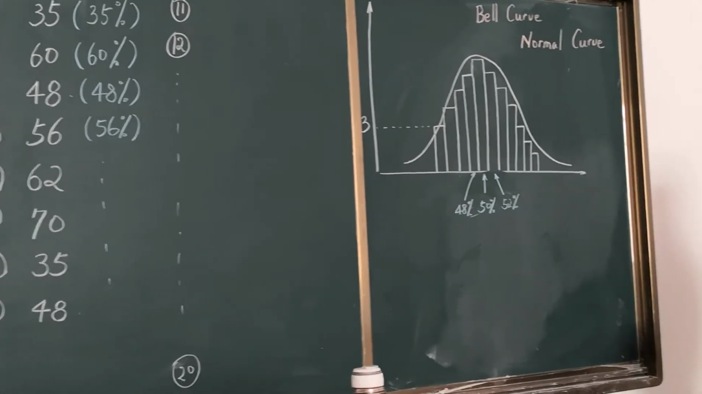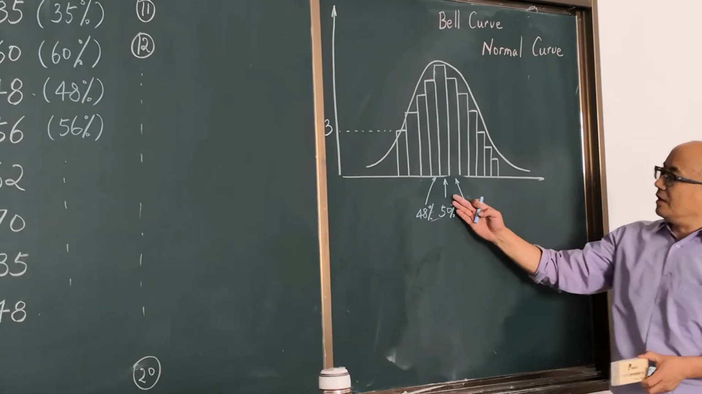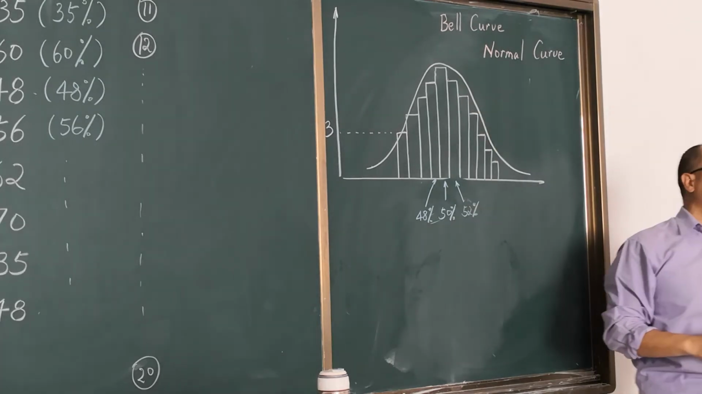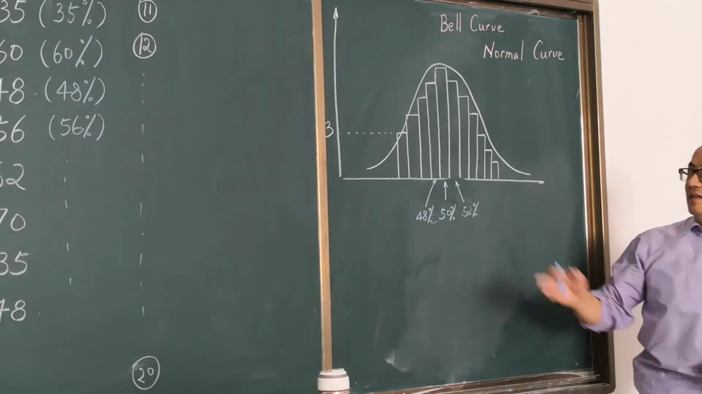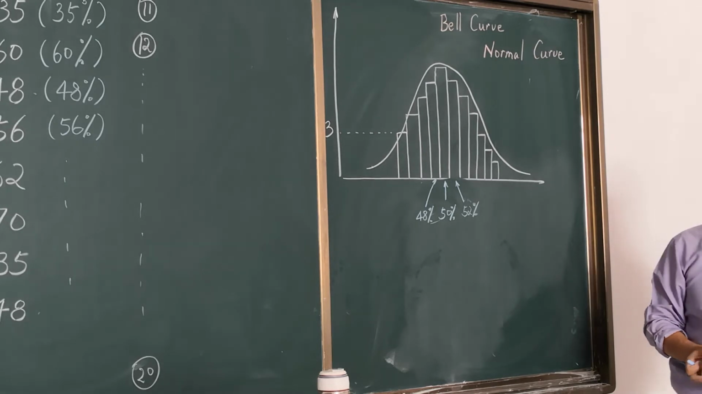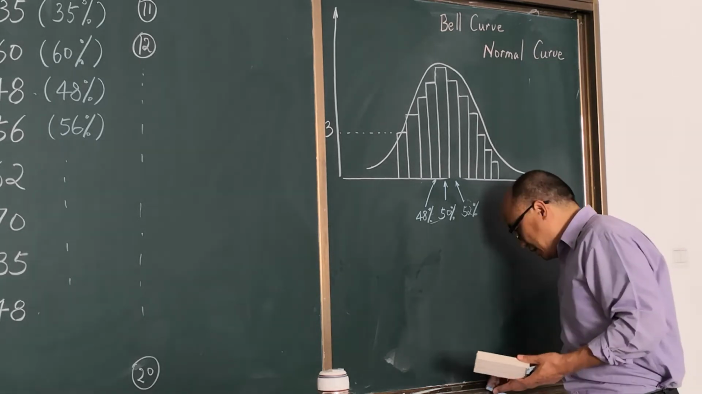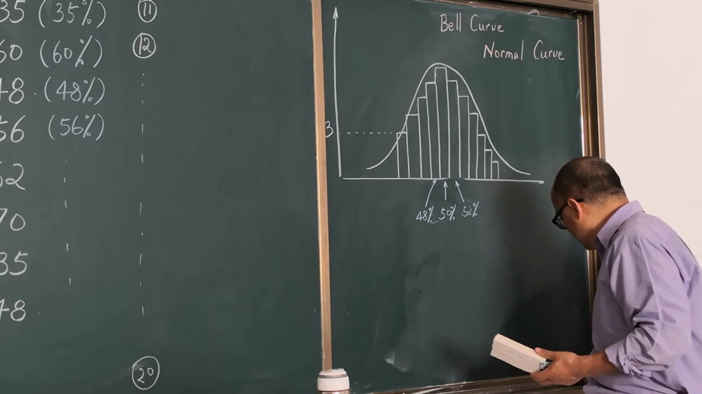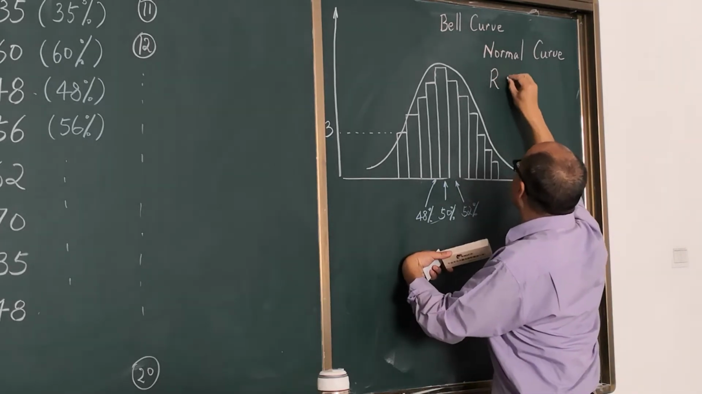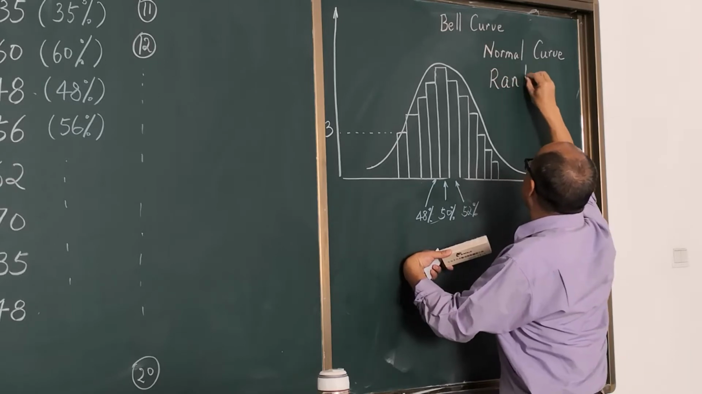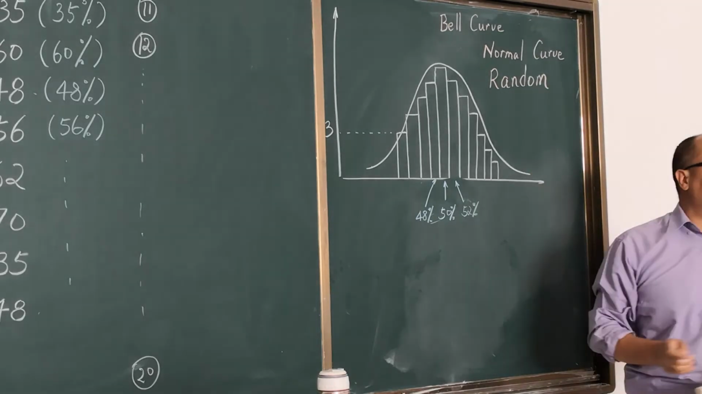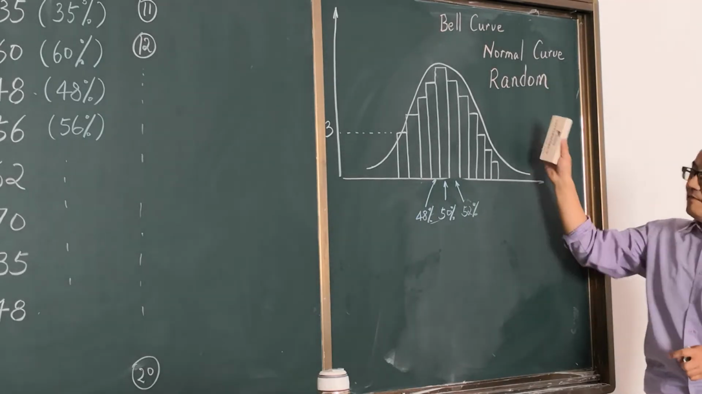And so the 50% probability is most likely. This is the random. This is the random situation. It's very, very important.